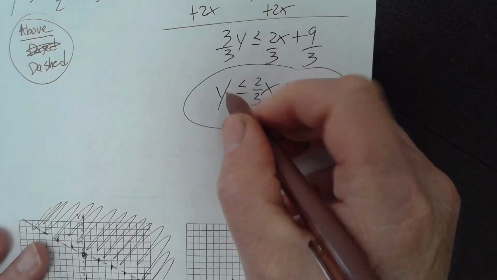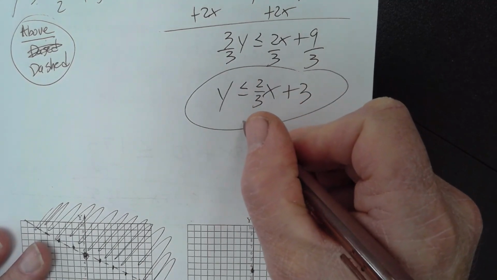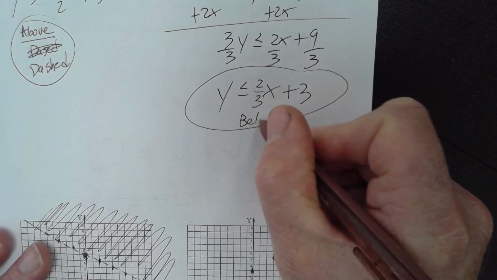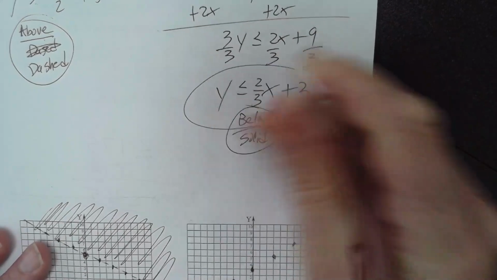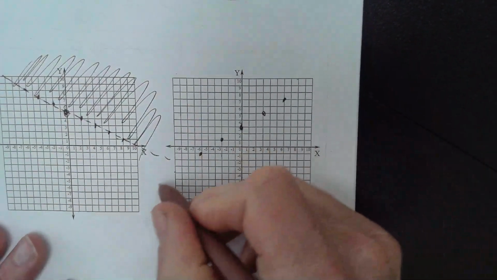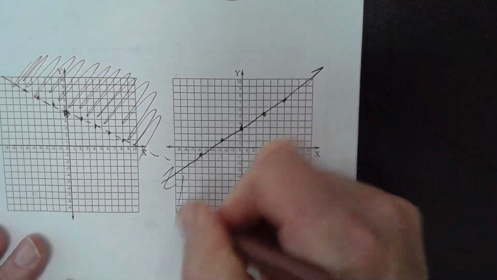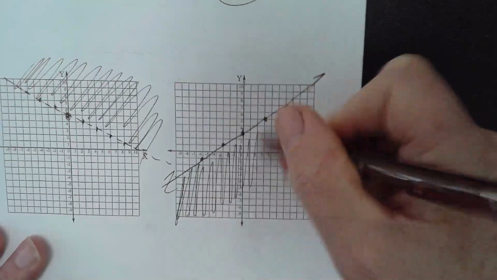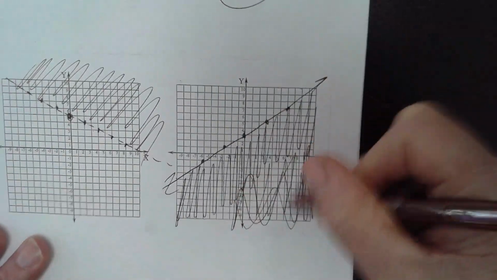So this is equal to, oh, I forgot to say what it was. So y is less than, so I want the small y values, so I'm going to shade below, and it's a solid line. Okay, so solid line, shade below, shade below.